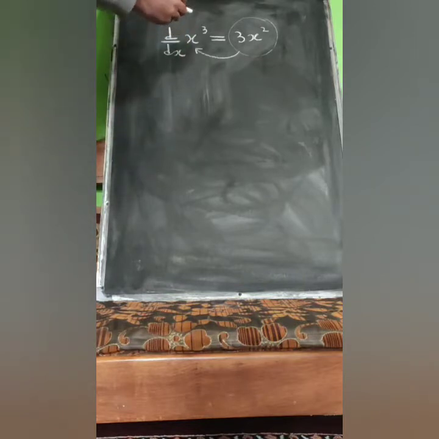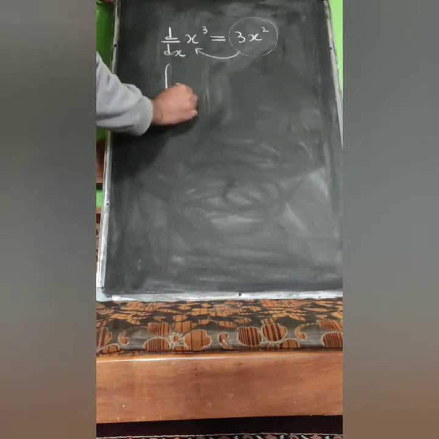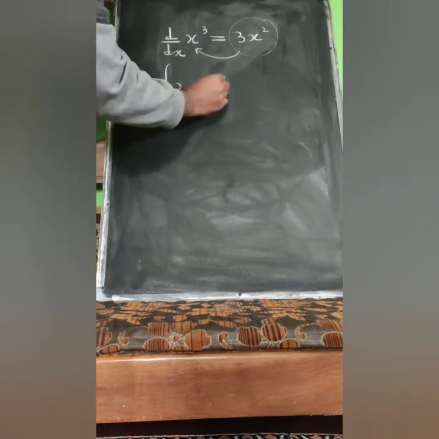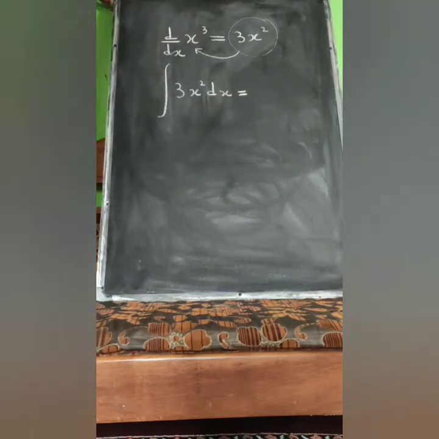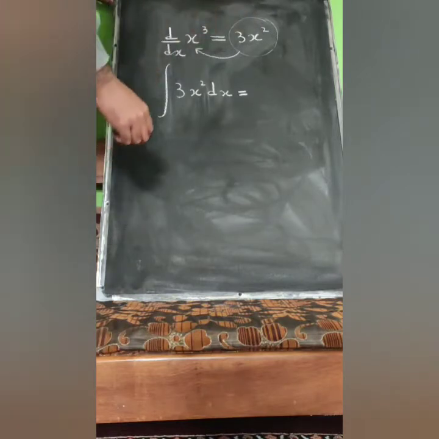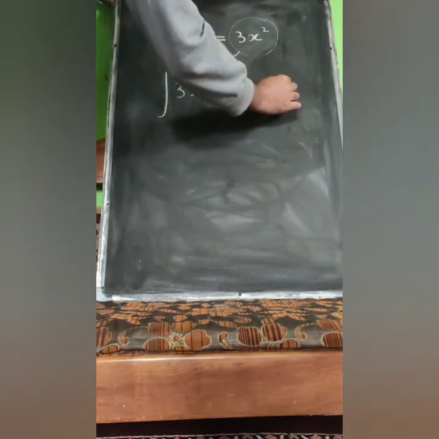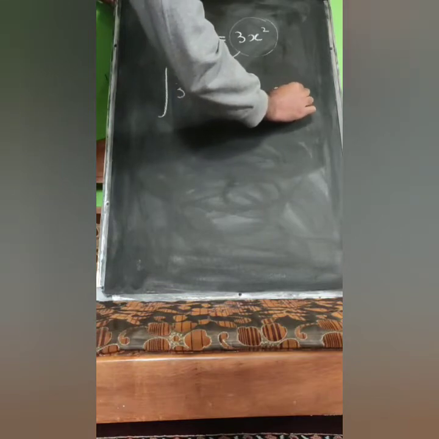Now what should we do for that? We have to do the reverse process. What we have done in differentiation, we have to do the reverse of that in integration. So let us integrate 3x square. Now, in differentiation, we have subtracted 1 from the exponent. In integration, we will do the reverse. That is, we will add 1 to the exponent.